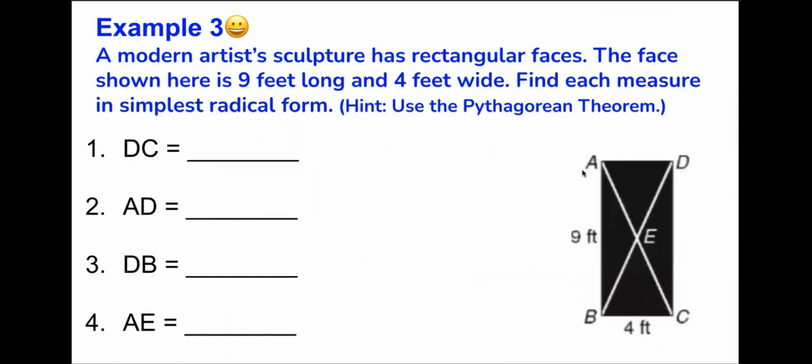Okay, I'm going to go ahead and give you guys some time to copy this one down. This is a modern artist sculpture, has rectangular faces. The face shown here is 9 feet long and 4 feet wide. Find each measure in simplest radical form. And it's going to ask you to use a hint of using the Pythagorean theorem. So I'm going to go ahead and let you guys think for a little bit. Just give you guys 10 seconds to think.